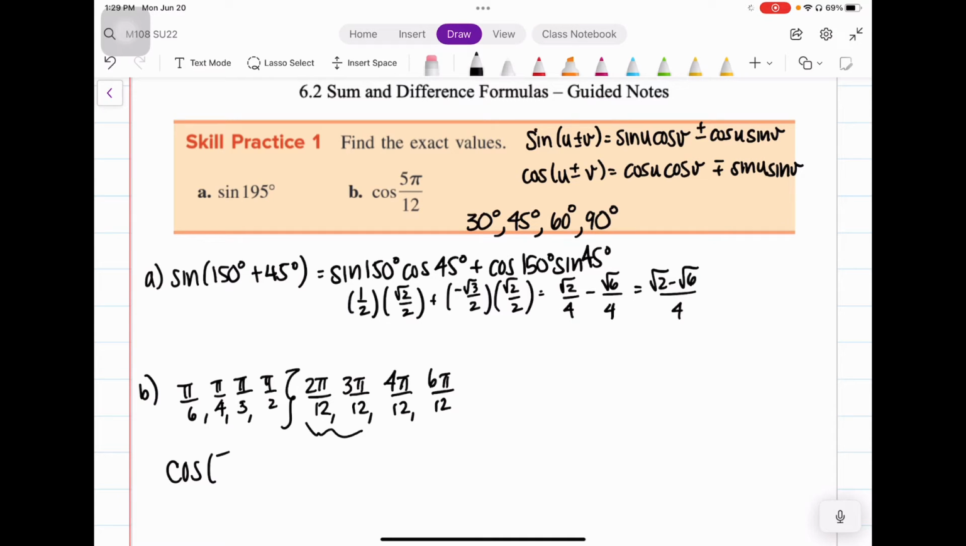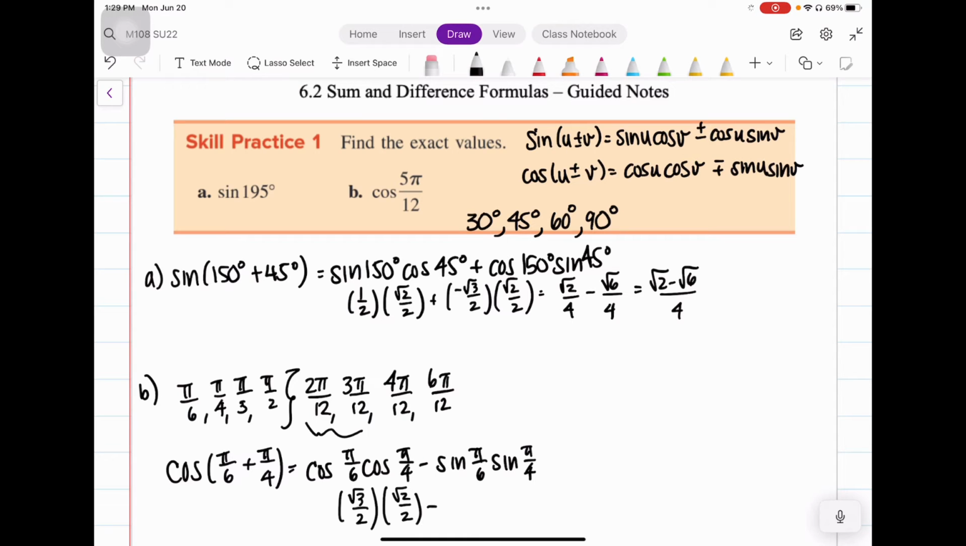The cosine of pi over 6 plus pi over 4 is equal to the cosine of pi over 6, cosine of pi over 4, minus sine of pi over 6, sine pi over 4. Cosine of pi over 6 is root 3 over 2. Cosine of pi over 4 is root 2 over 2. Sine of pi over 6 is 1/2. Sine of pi over 4 is root 2 over 2. Multiplying straight across, I get root 6 over 4 minus root 2 over 4, or root 6 minus root 2 all over 4.